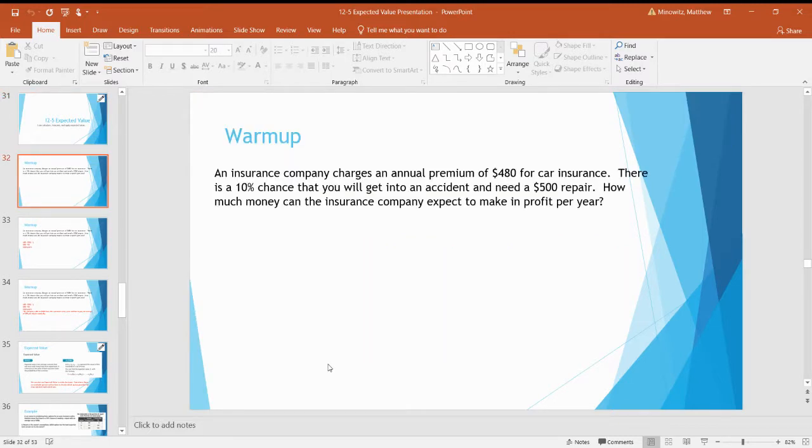First one, our warm-up. An insurance company charges an annual premium of $480 for car insurance. There's a 10% chance that you'll get into an accident and need a $500 repair. How much money can the insurance company expect to make in profit per year? So think about how you would do this, the idea of expected value. Pause the video, take your time. When you're ready, I'll show the answer.